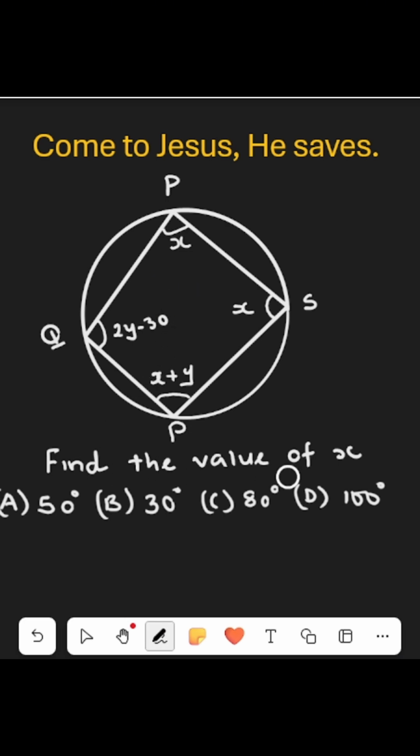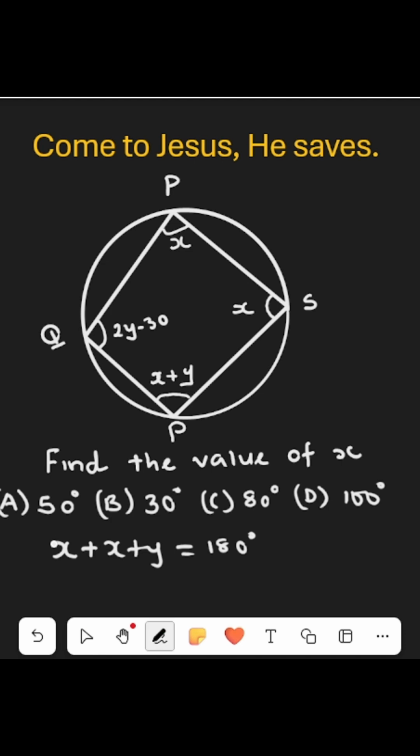Hello everyone, in this video we want to find the value of x. In a cyclic quadrilateral, opposite angles add up to 180 degrees. It means that x plus y is equal to 180 degrees and 2y minus 30 plus x equals 180 degrees. So we can say x plus y equals 180 degrees.